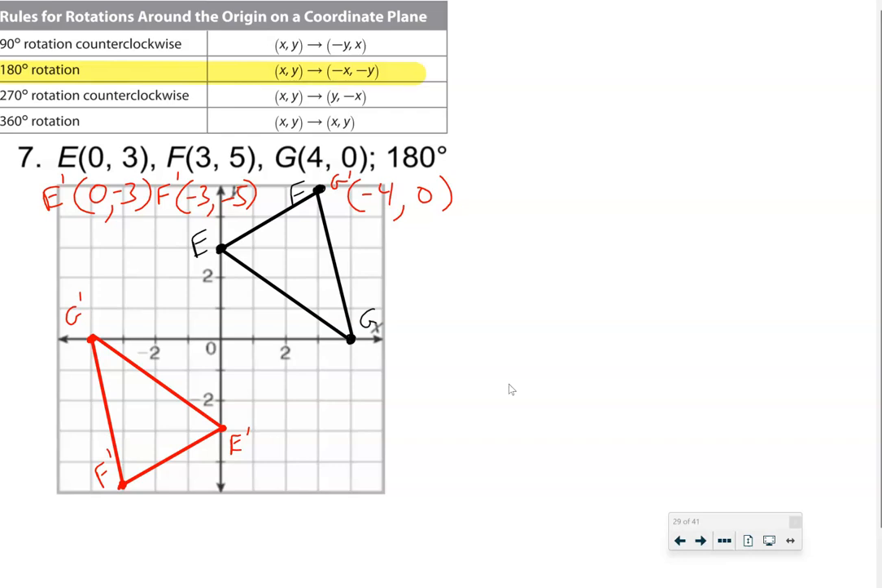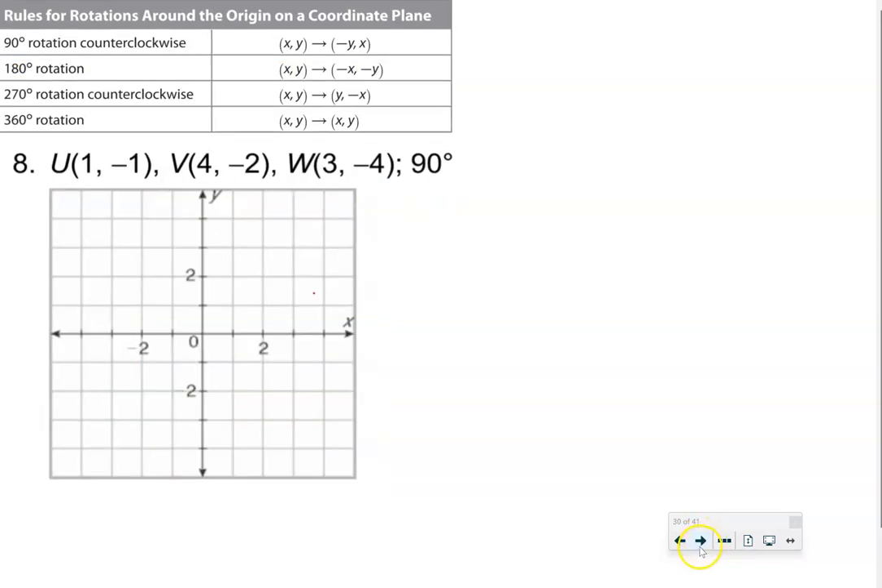All right, let's take a look at another one. Okay, so we did a couple 180s. Here's another one, and it's 90 degrees. And we're going to go counterclockwise, okay? 90 degrees counterclockwise. So first, let's go ahead and graph it.